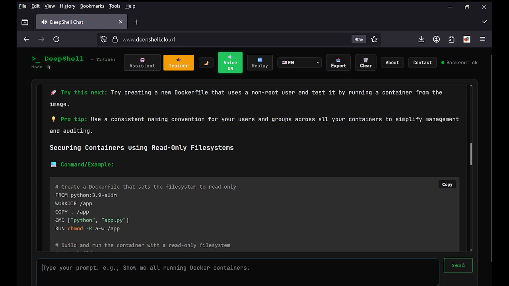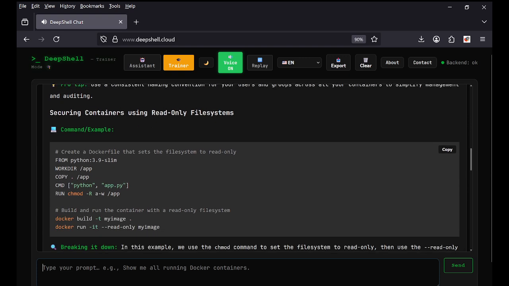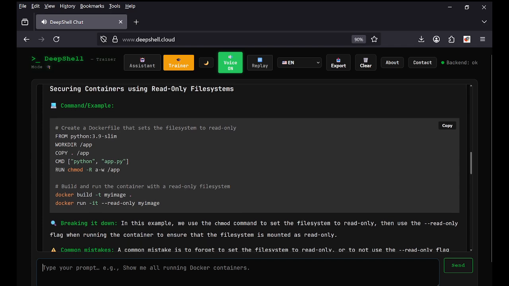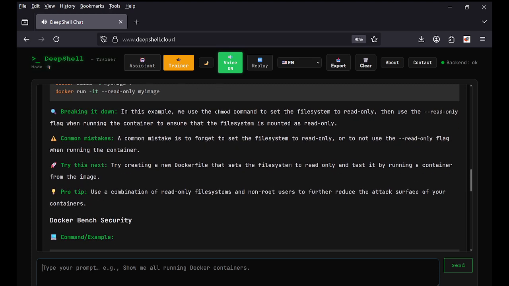Securing containers using read-only file systems. Command/example. Breaking it down. In this example, we use the chmod command to set the file system to read-only, then use the read-only flag when running the container to ensure that the file system is mounted as read-only.